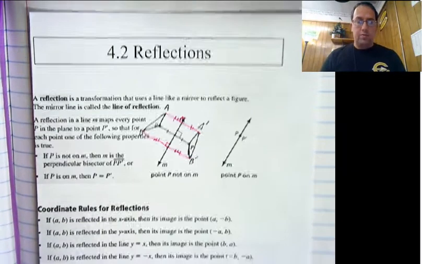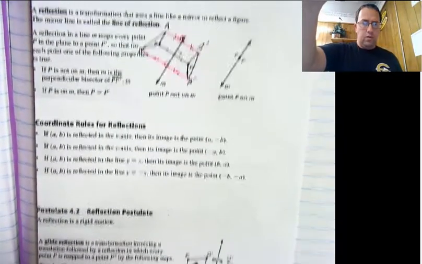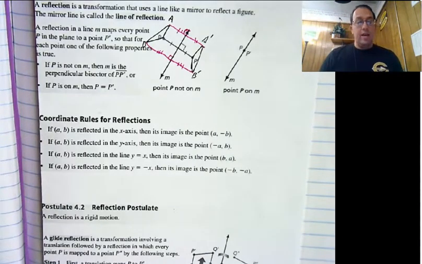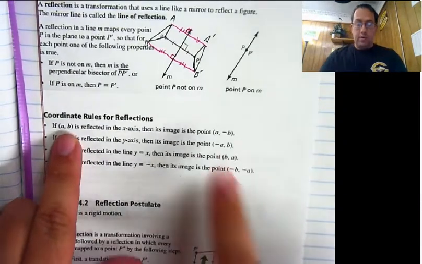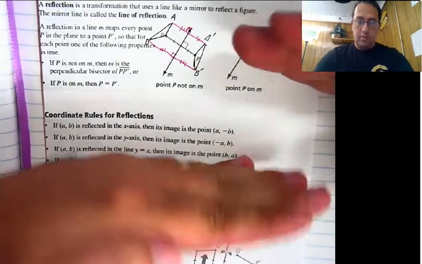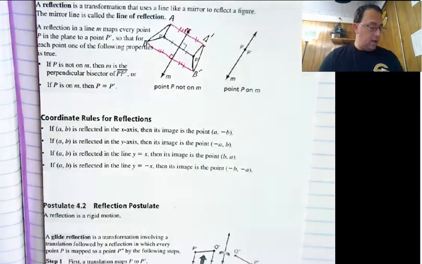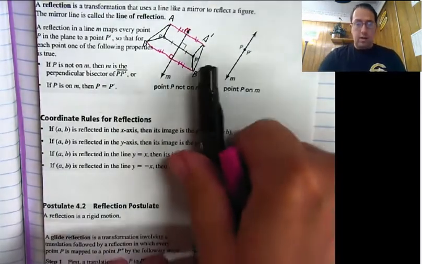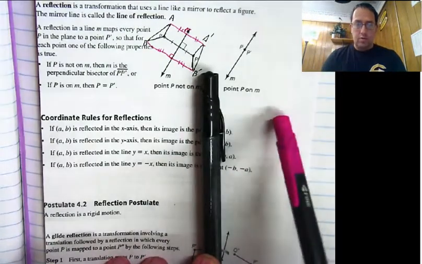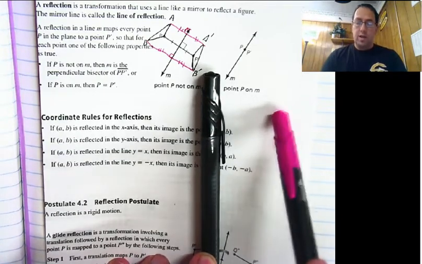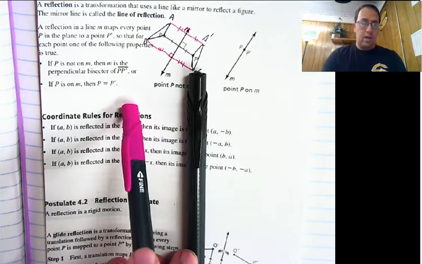Now, we do have a couple of shortcut rules if we are on a coordinate grid. All right, coordinate rules for reflections. And these are the basic things. If you have a point reflected in the x-axis, then the image will be, instead of (a, b), it becomes (a, negative b), because we're reflecting in the x-axis, so it's just moving straight down. And so it will be a negative b. If you're reflecting in the y-axis, so the vertical axis, you're moving across the vertical axis, so the only thing that changes is your x value, and it will change from (a, b) to (negative a, b).